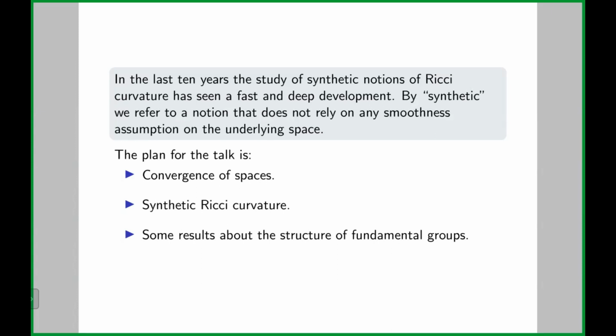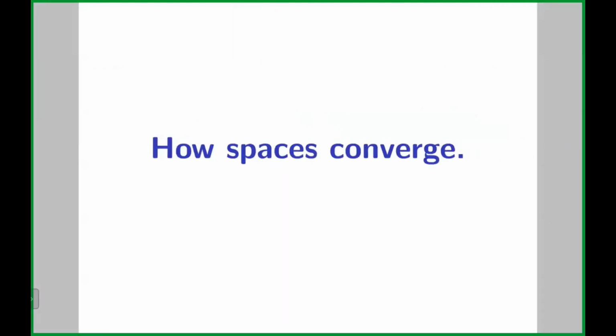First, I will talk about convergence of spaces. That is, I will talk about how one can define a notion of sequences for which the elements are metric spaces or Riemannian manifolds, and what we can study about these sequences. Then I will talk about synthetic Ricci curvature and mention some of its properties and examples. And finally, I will talk about the structure of fundamental groups, in which I will delve a bit into things that are a bit unusual, like, for example, spaces where you don't have a universal cover, or where the universal cover is not so nice. So let's begin with how spaces converge.